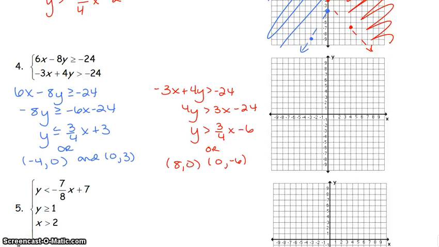Alright, let's see how you did. For the first one, if you solved in slope-intercept form, you would have gotten y is less than or equal to 3/4 x plus 3. If you did the intercept form, you should have gotten your x-intercept to be (-4, 0), your y-intercept to be (0, 3). For your second equation, if you solved for y, you would have gotten y is greater than or equal to 3/4 x minus 6. If you had your x-intercepts, it would have been (8, 0) and (0, -6) for your intercepts.